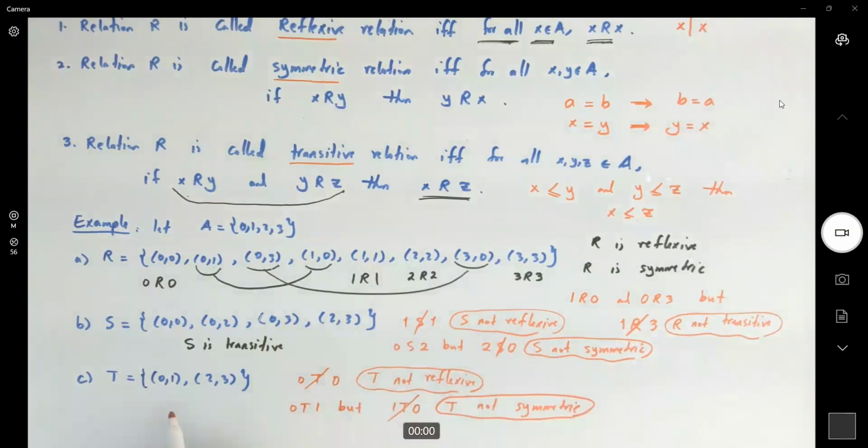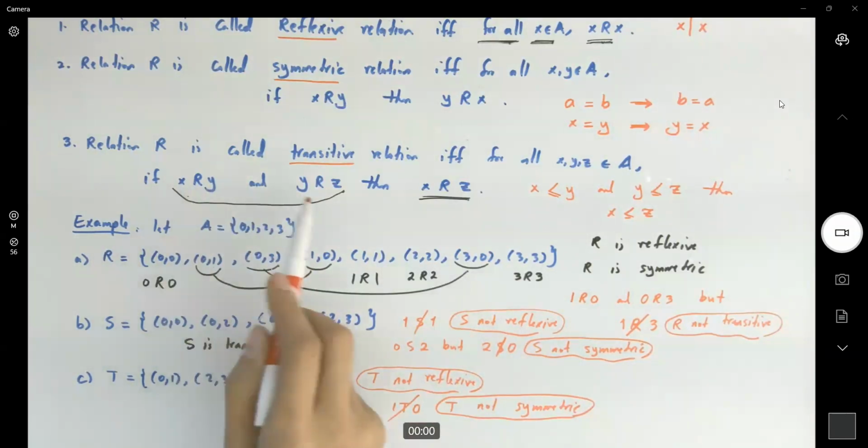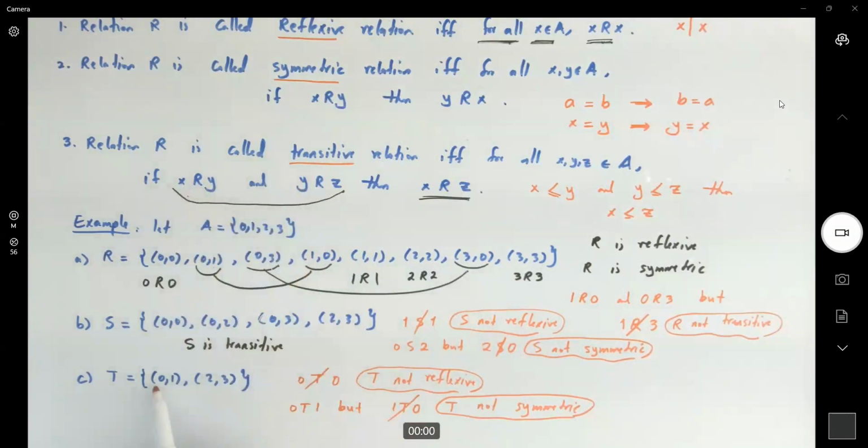What about being transitive? Well, do I have two pairs that have this relation? 0 is connected to 1. Well, I don't see anything else. 2 is related to 3, but I don't see anything else. So it means that all of those conditions are satisfied. T is transitive.